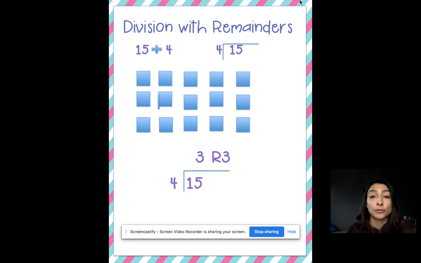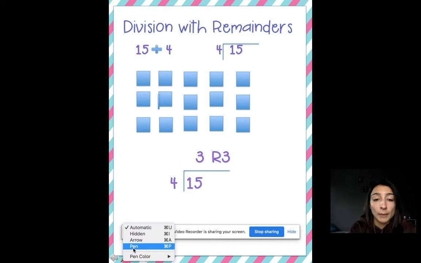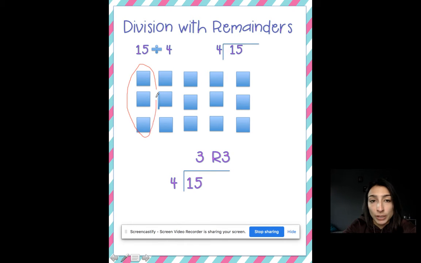So I drew this model. So we have 15 squares. So say these are our 15 pieces of candy, right? We want to break it up into 4 groups, but each group has to have the same amount of candy. So I'm going to break it up into groups. I'm going to do a group 1. There's 3 pieces of candy. Group 2, another 3 pieces of candy. Group 3, and group 4.